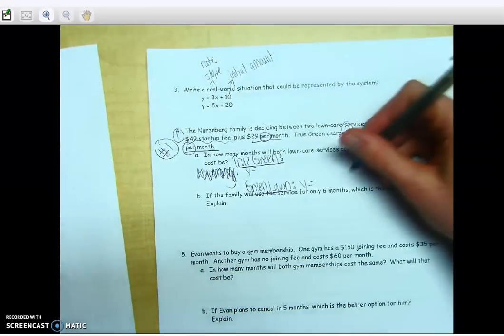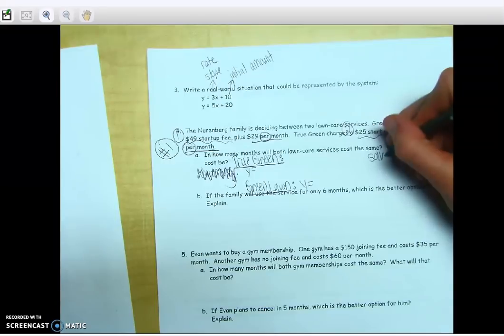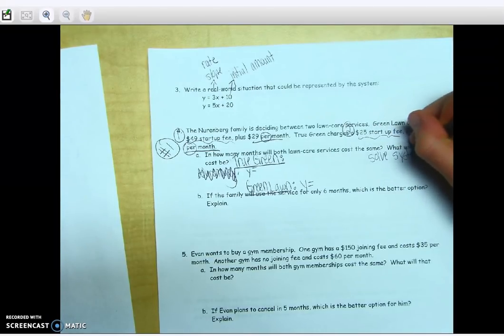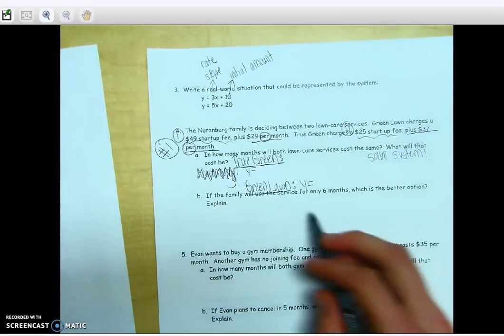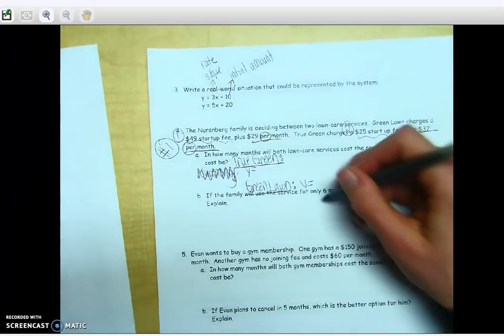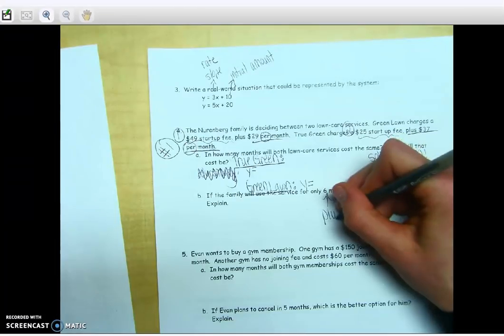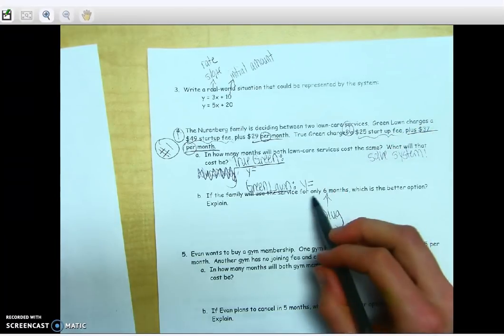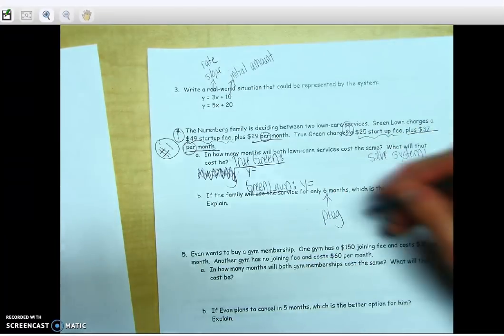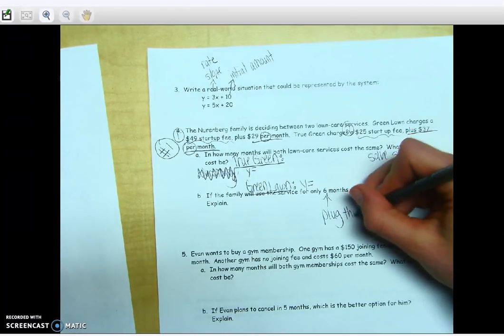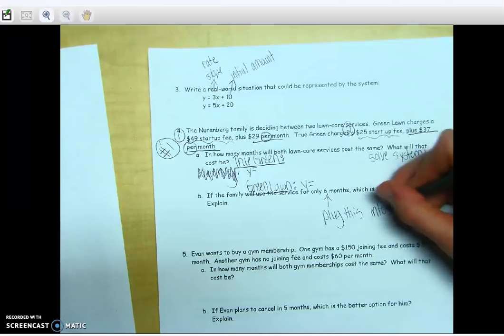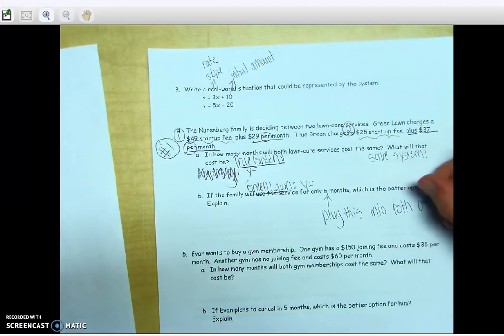Once you write your 2, in part A, it's asking you to solve the system. So we're finding the intersection point. And then this one is asking if you only use 6 months, which is the better option. Well, if you don't know, why don't you plug this in and see which is cheaper.